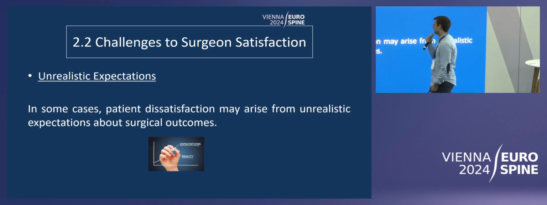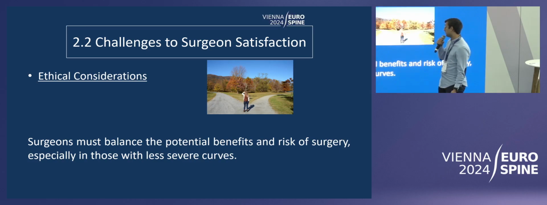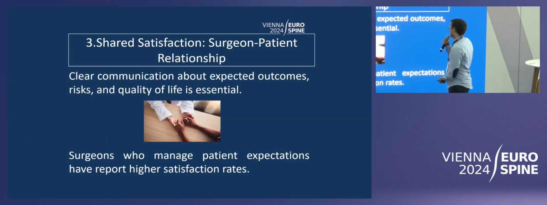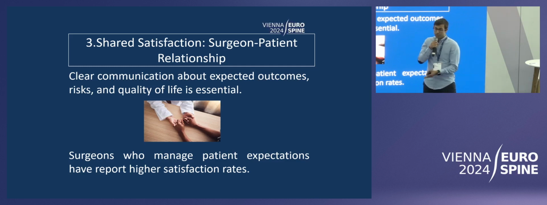Another is unrealistic expectations. In some cases, patient dissatisfaction may arise from unrealistic expectations about surgical outcomes. And the last one is ethical considerations. Surgeons must balance the potential benefits and the risks of surgery, especially in cases with smaller curves. So we talked about patients, we talked about surgeons, and now we talk about the relationship between them. Clear communication about expected outcomes, risks, and quality of life is essential. Surgeons who manage patient expectations report higher satisfaction rates.